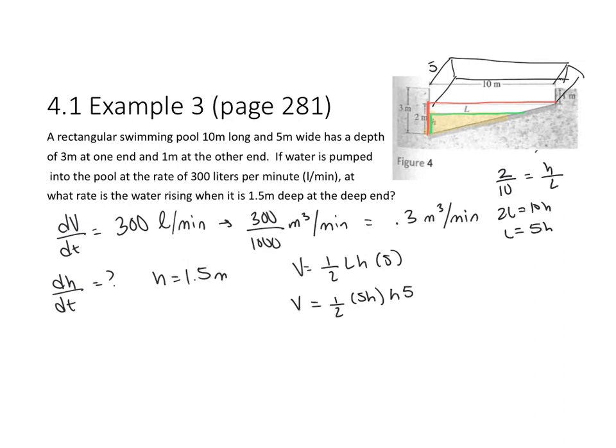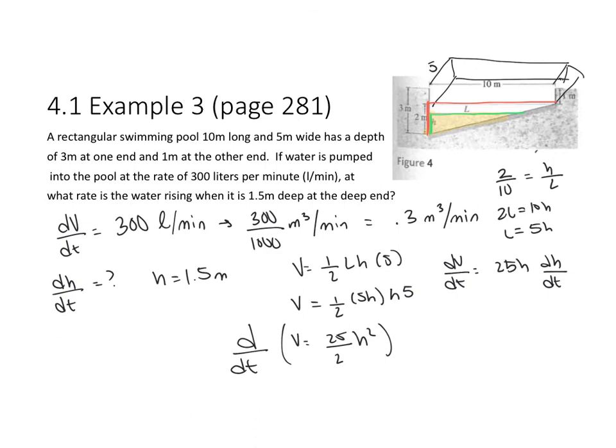So I have the volume is 1/2 times 5h times h times 5. Let's clean this up so it looks a lot nicer. We have 25 over 2 h squared. Now that we have our formulas all set for the volume that we're going to be using, let's take our derivative with respect to time. So I get dV/dt is going to be 25h dh/dt.